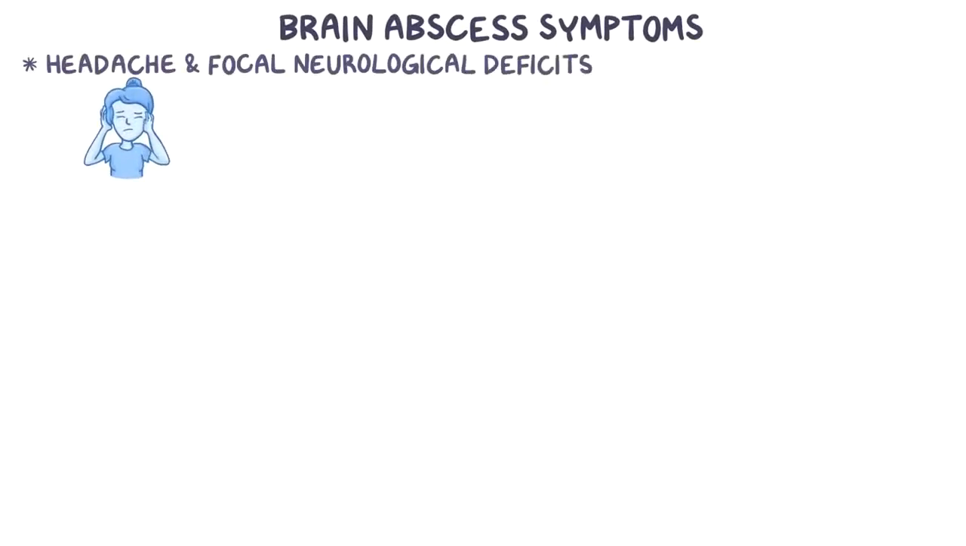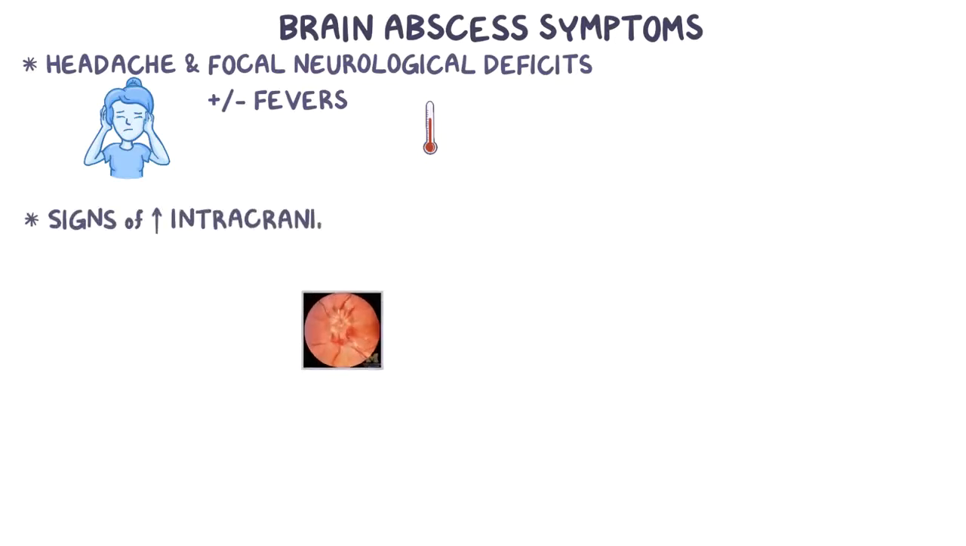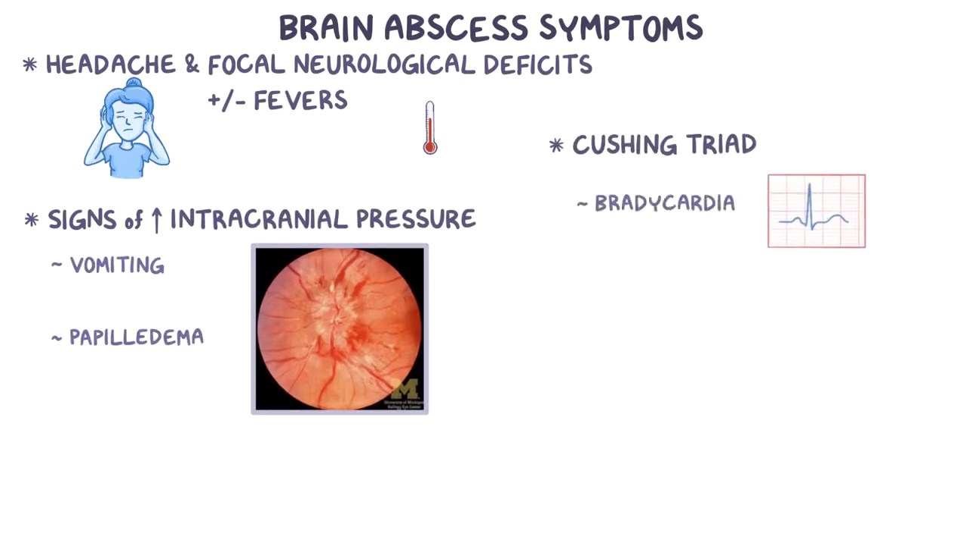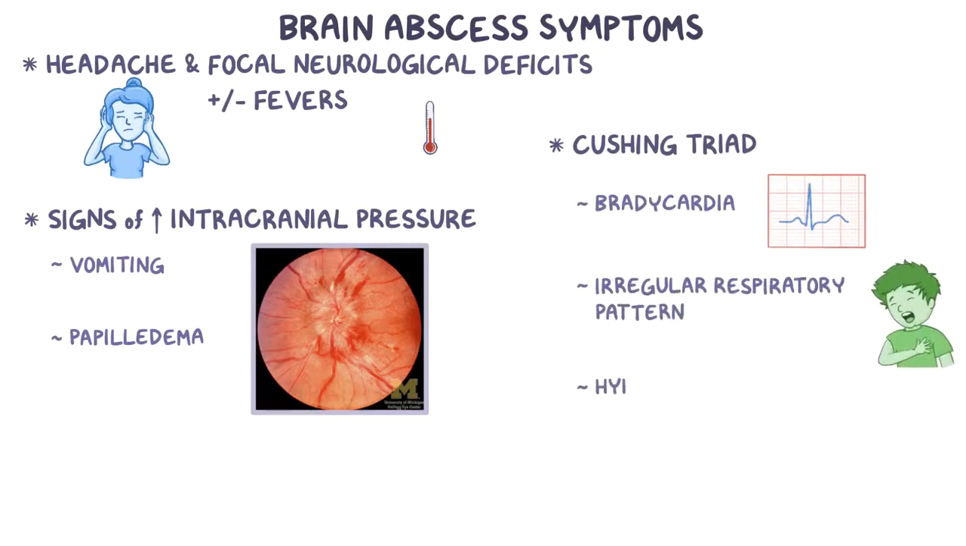Alright, so individuals with brain abscesses can have a headache and focal neurological deficits, with or without fevers, because the infection is usually walled off, and therefore can cause less of an immune response. Additionally, there may be signs of increased intracranial pressure, such as vomiting and papilledema, as well as the Cushing triad, which includes bradycardia, irregular respiratory pattern, and hypertension.